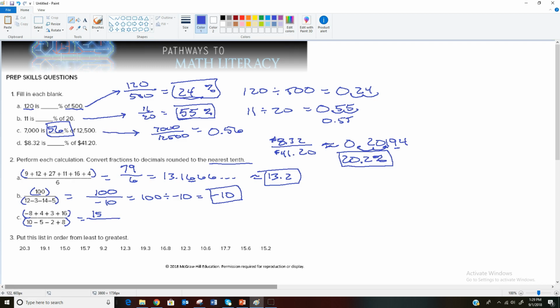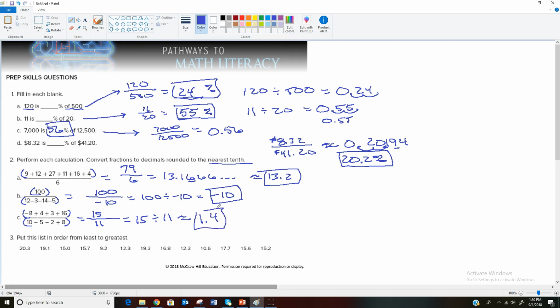So on the bottom, if we do 10 minus 5 minus 2 plus 8, that will give us 11. Again, 10 minus 5 is 5. 5 minus 2 is 3. 3 plus 8 is 11. And if we do 15 divided by 11, that comes out to be approximately 1.4 if we round it to the nearest tenth. It's 1.363636, it repeats. So the 3 with the 6 following it rounds up to 4.